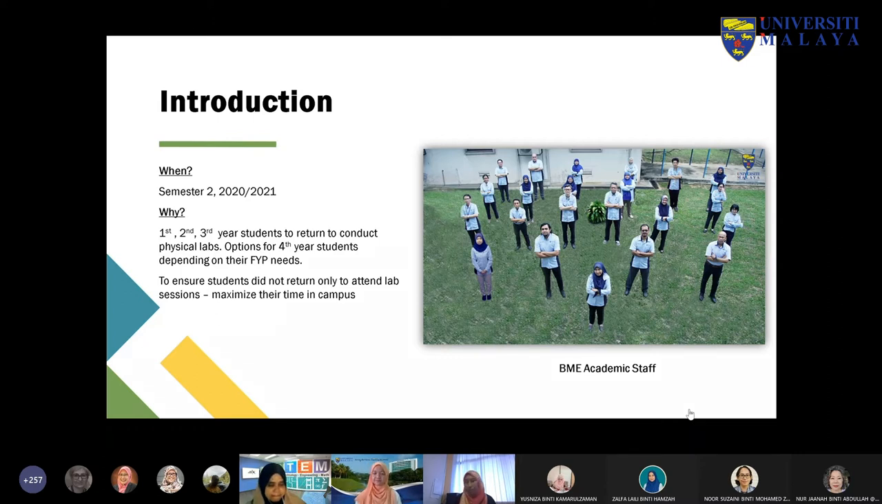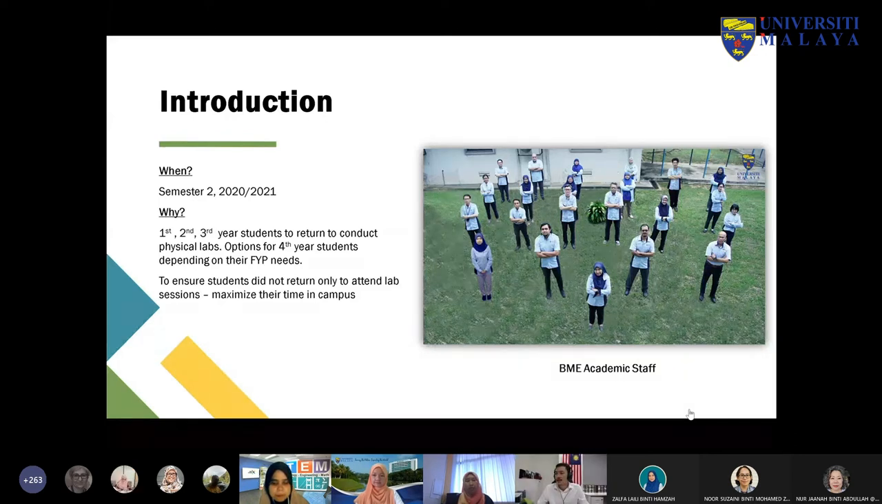So we called our first year and second year students back as compulsory, because our labs are in the first and second year. Third year labs are a bit different, as they are project based, so some of the students may return, some may not. Same with the fourth year. They can come back if their FYP needs to use the lab, but if their FYP topics are simulation based or database based, they can do it at home, so that's fine. But the first and second years are compulsory to come back.